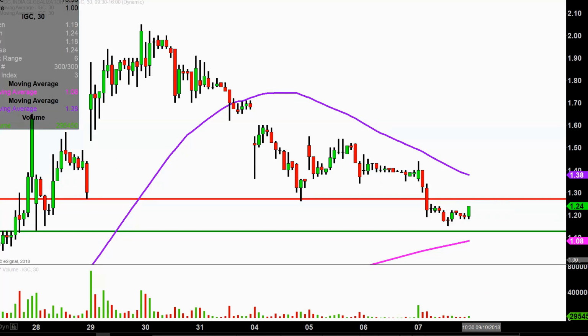In the event the price can push through $1.27, next overall level of resistance after that, right up there at the purple line, the famous 50-period simple moving average. So these will be the two near-term levels of resistance.